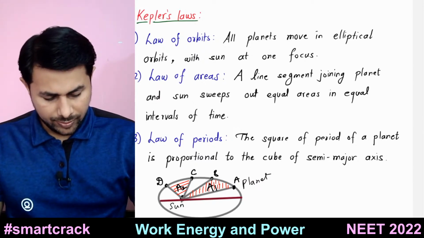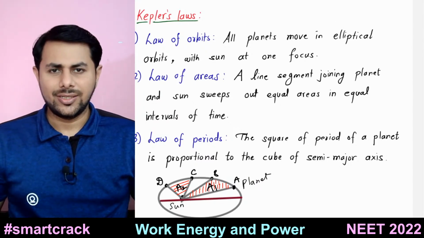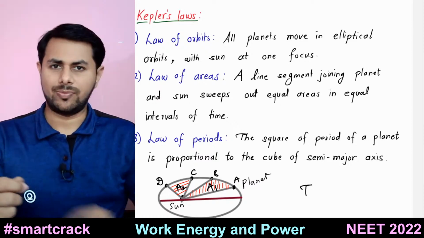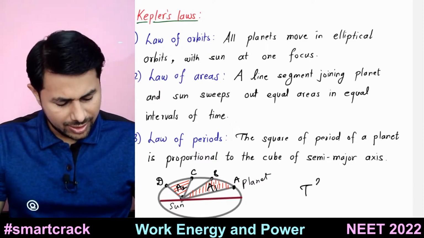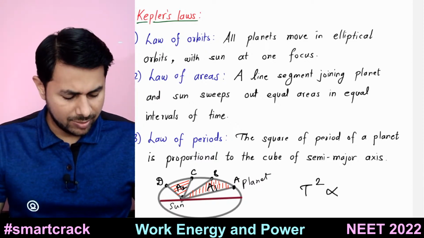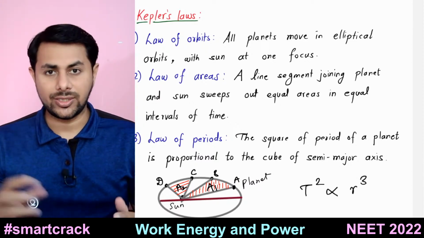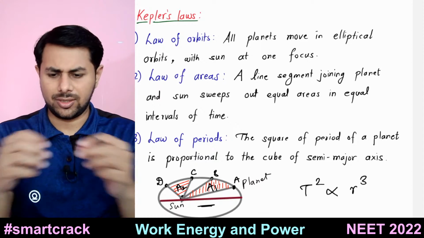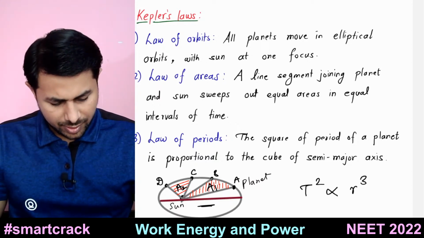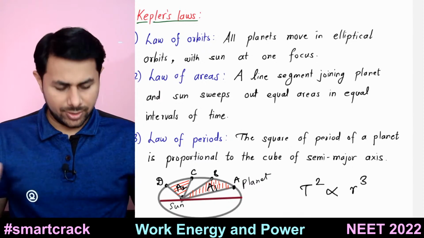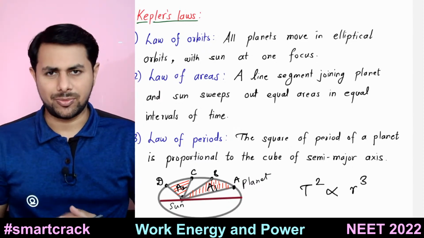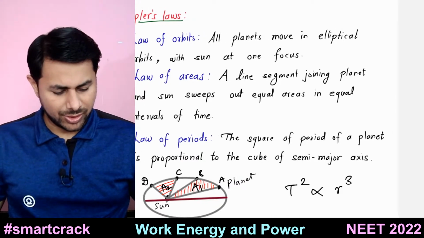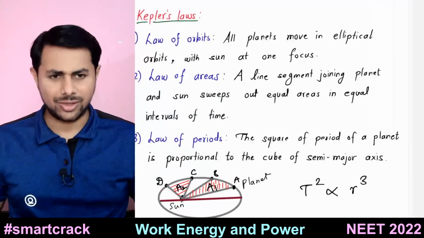Okay, so law of period says that T square, if T is the time period of revolution of this planet around sun, then square of that time period is directly proportional to r raised to 3. And what is r? It is half of this axis, the major axis, the bigger axis. All right. Okay, so these are Kepler's three laws for planetary motion. Okay, so let's move ahead. I guess there should be no question in this.